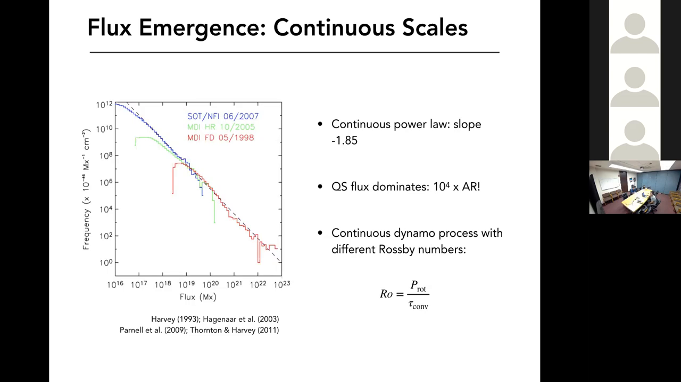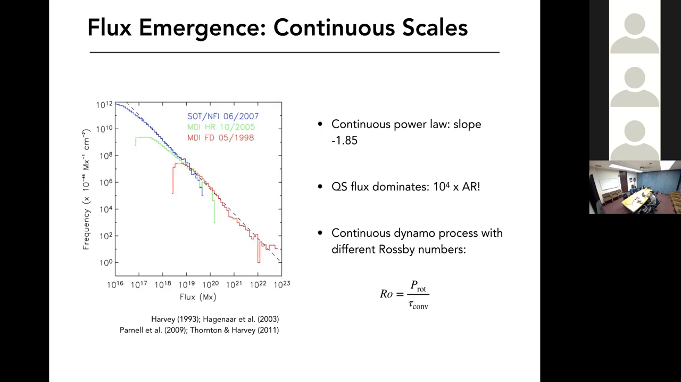But later on, in the 2000s, when we have MDI and Hinode, we start to probe in a similar fashion smaller and smaller scale fluxes. And all of these statistics follow a very continuous power law. The smaller the flux patch is, the more numerous they are, and it has a power law slope of about 1.8.